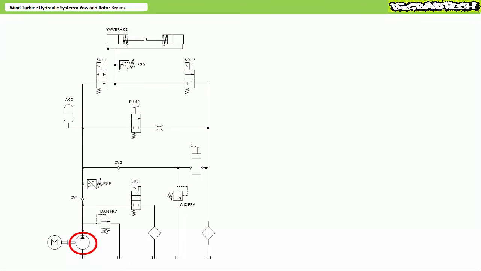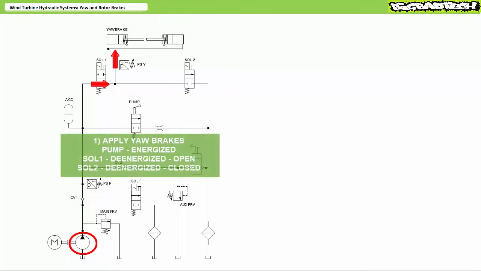As we earlier identified, when the pump is energized, pressurized flow enters both the cap ends of the hydraulically extended, spring-retracted single-acting cylinders connected in parallel, such that both cylinders simultaneously extend and apply the brakes. For obvious reasons, I'm going to call this scenario, with both Sol 1 and Sol 2 in the de-energized state, i.e. Sol 1 open and Sol 2 closed, apply yaw brakes.